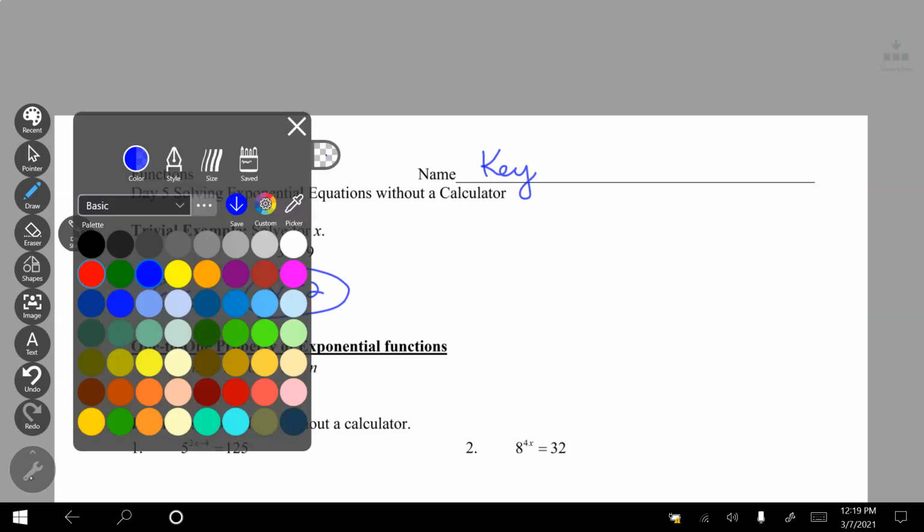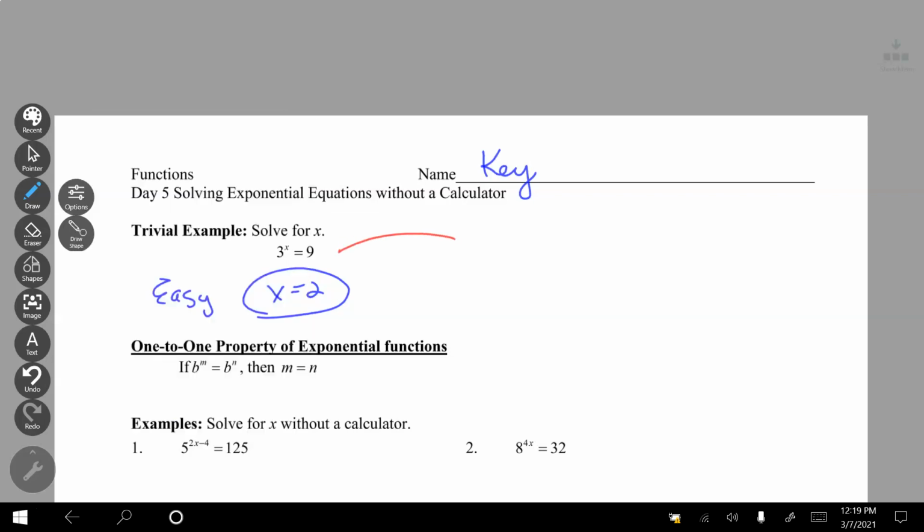But what we should do is think about how I can redo this. I can rewrite this using the same base. So I would say 3 to the power x is equal to 3 squared, because that's what 9 is. And we see we have the same base, so the exponent on this side has to be the same as that side. And we got x is equal to 2. So the idea is we want the same base.